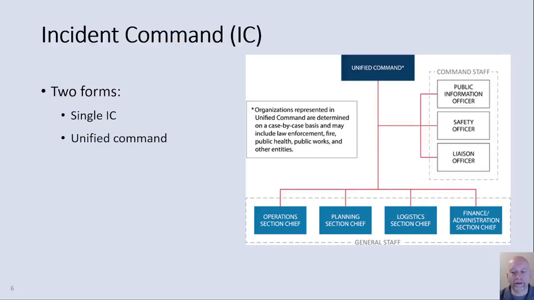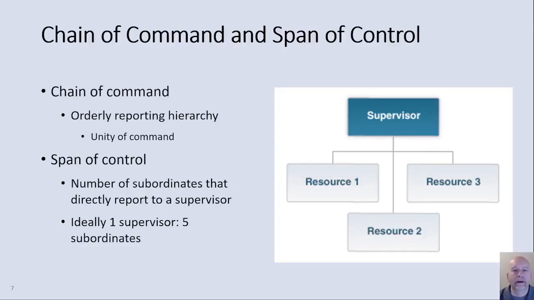Unified command is going to typically be established when no single jurisdiction or agency has the authority or the resources to be able to manage the incident. So chain of command refers to an orderly reporting structure within an incident management organization. Unity of command deals with the fact that all individuals have a single designated supervisor that they report to.